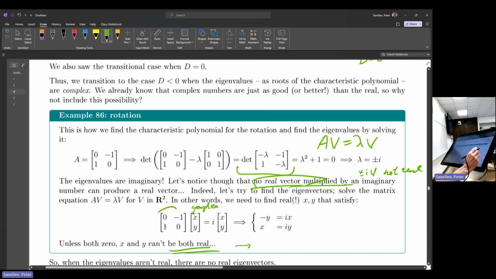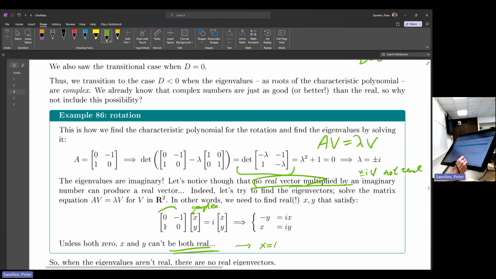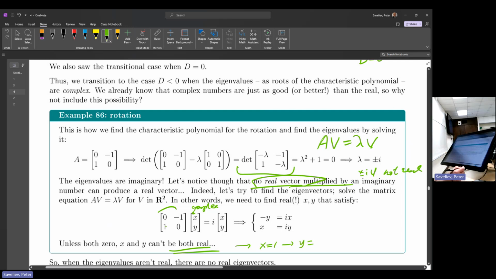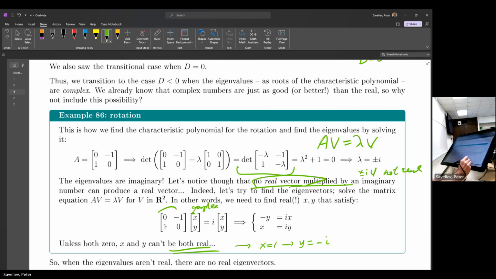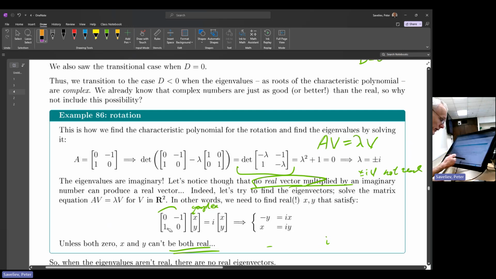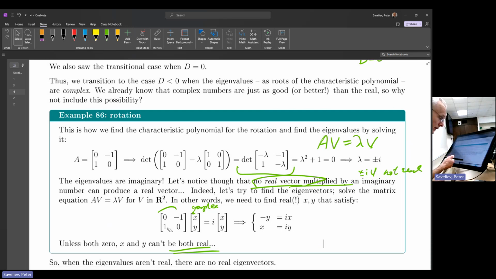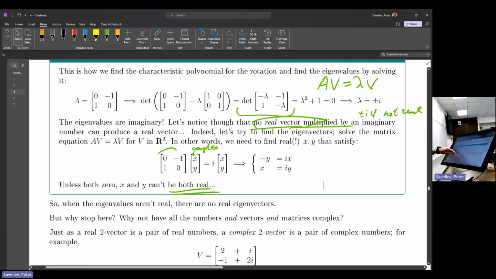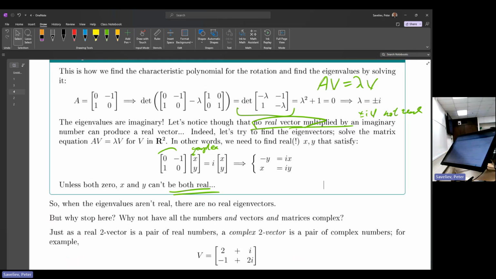Let me give an example. If x is equal to 1, then y is equal to, hold on, this is working out, x is equal to 1, y is equal to negative i, and it still does not work out. Is it working out? No, it's still not working out. So let's just say the negative conclusion is that there are no real eigenvectors. That requires us to proceed if we want to understand these eigenvectors in the complex directions.